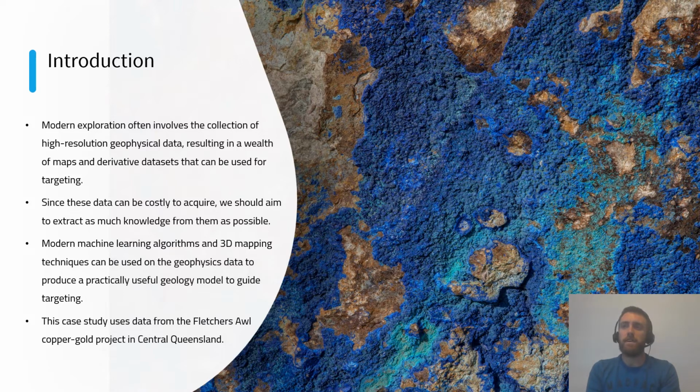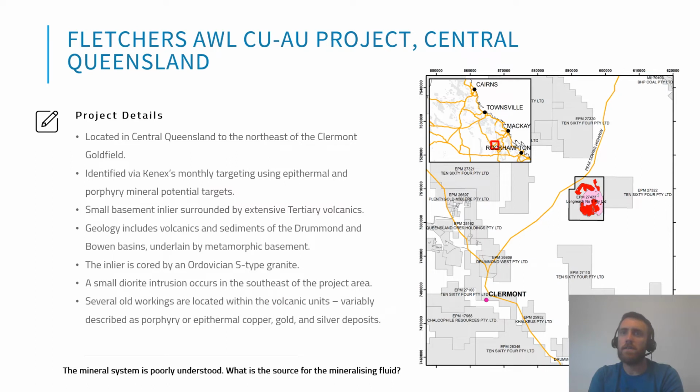Longreach are a fairly new exploration company exploring for copper gold in Australia, and they're using their advanced knowledge of geophysics gained from years of oil and gas exploration. And Connects are helping them in terms of their mineral potential mapping and in terms of this geology mapping work. Here's the project. It's located in Central Queensland, northeast of Claremont, and it was identified as being prospective for epithermal and porphyry mineralization during Connects' mineral potential mapping.